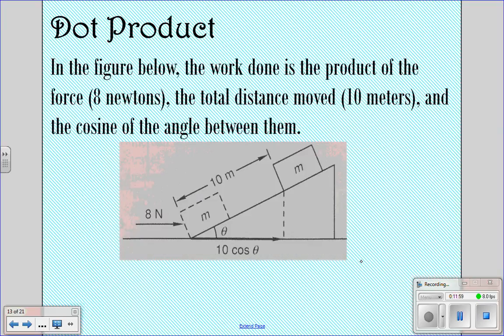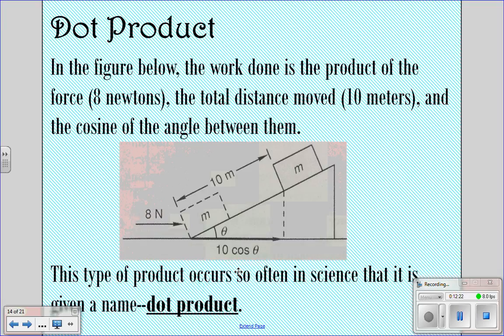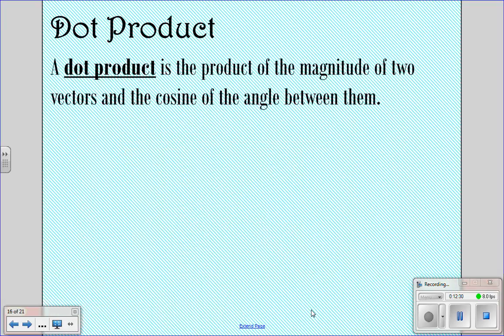Okay? In the figure below, the work done is the product of the force, which is 8 newtons, the total distance moved, 10 meters, and the cosine of the angle between them, because it's at an incline. And so your work would be 8 times 10, so 80, times cosine of theta, in joules. And this type of product occurs so often in science that it's given a name, and it's called the dot product. And a dot product is the product of the magnitude of 2 vectors and the cosine of the angle between them.